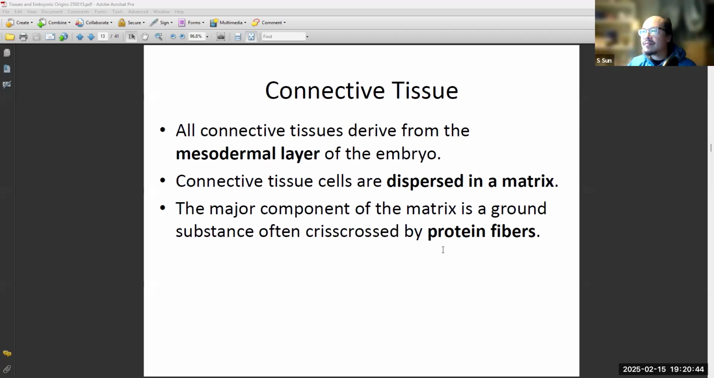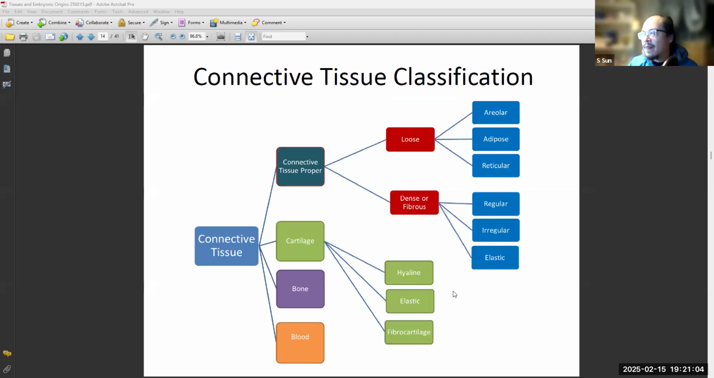Yeah. And so what kind of cells are in these connective tissues? A very, very typical one is called fibroblast. So it's fibrous blast. We will see it. So that's connective tissue.